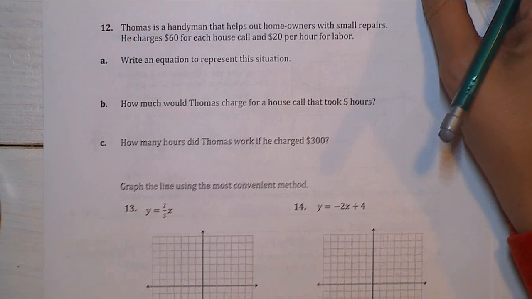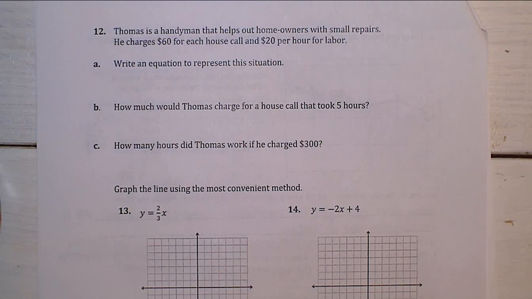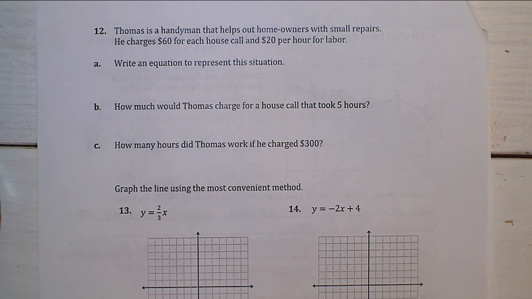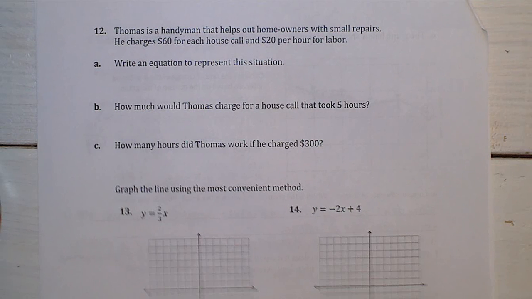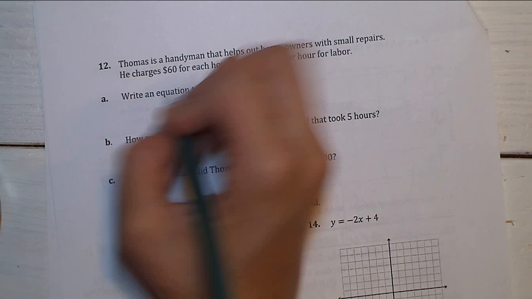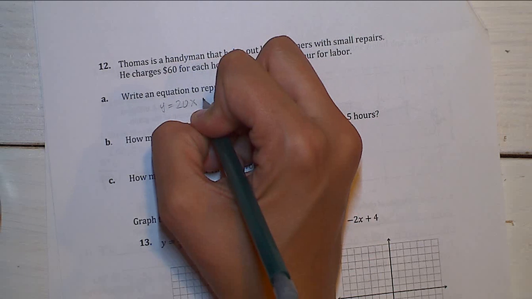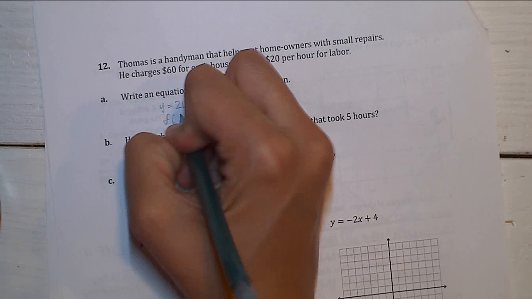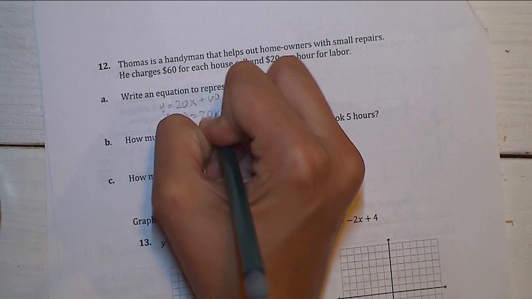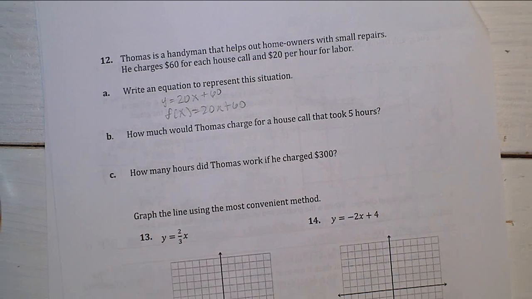Thomas is a handyman that helps out homeowners with small repairs. He charges $60 for each house call and $20 per hour for labor. Write an equation. So per hour is a rate, so that would be your rate, so that's 20x plus 60. We can write that as f of x equals 20x plus 60. Those are the same thing. Remember, y and x are the same. So how much would Thomas charge for a house call that took 5 hours?